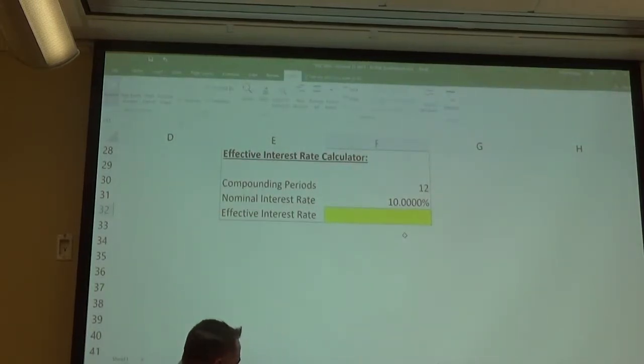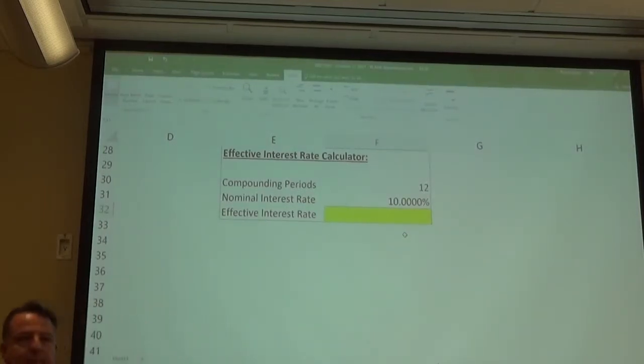You're basically going to take the nominal percent, and you are going to add to that 0.10, and then you're going to raise that to the power of 12 and divide that by 12. That's all you're doing. So see if you can figure it out. I think it's easier to use the effect formula.